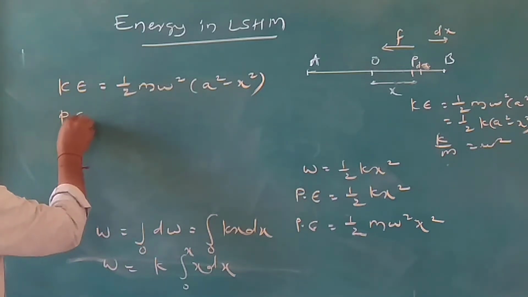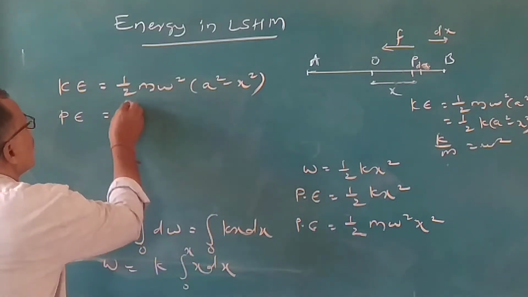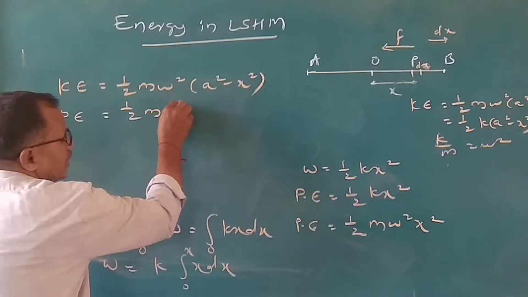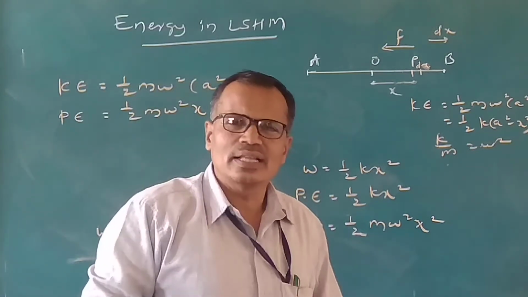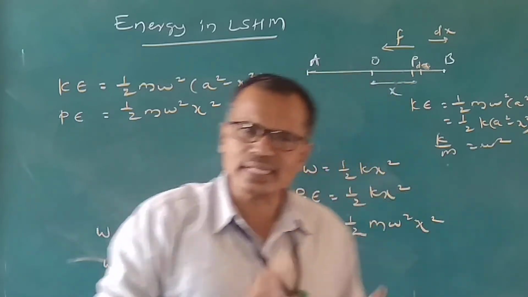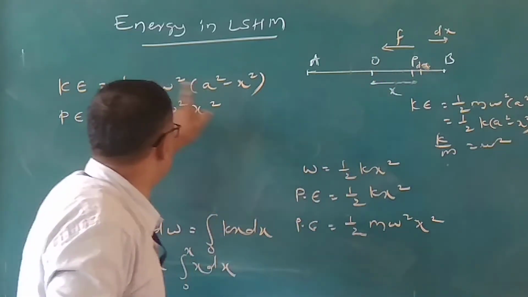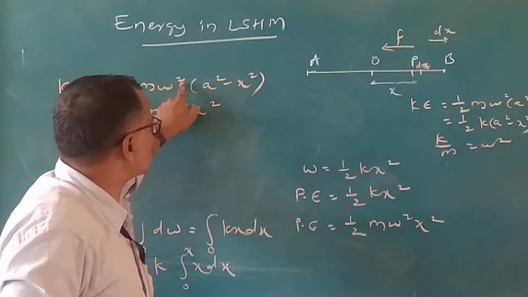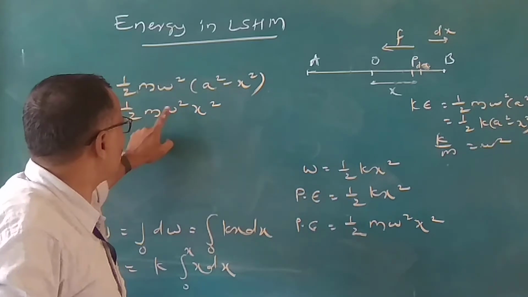Potential energy in linear simple harmonic motion P is equal to 1/2 m omega square x square. That is, we have obtained equations that when the particle is at a distance x from the mean position, its kinetic energy is equal to 1/2 m omega square (A square minus x square), and its potential energy is 1/2 m omega square x square.